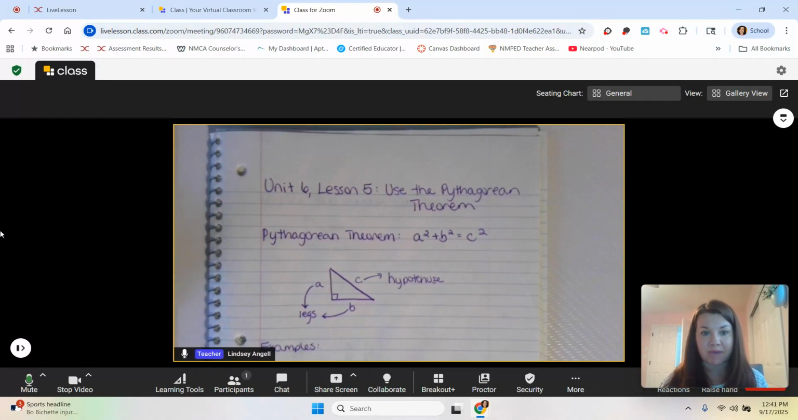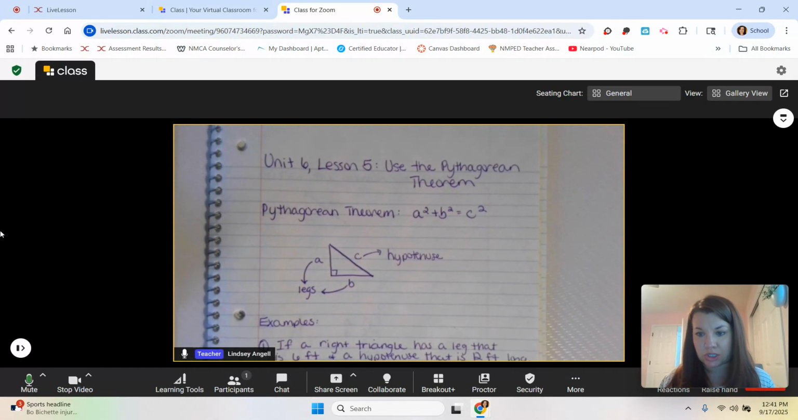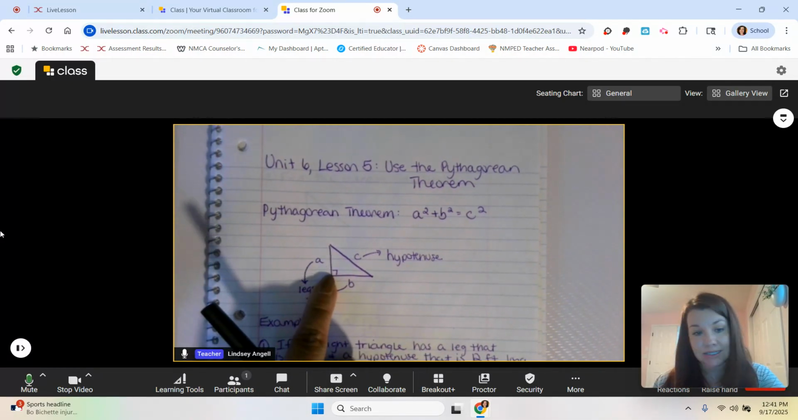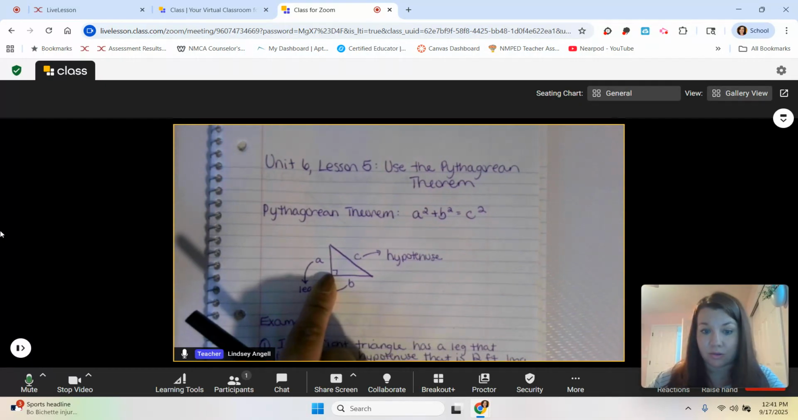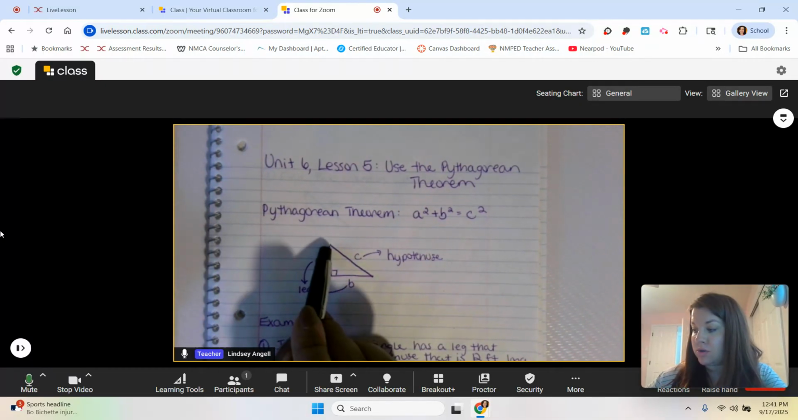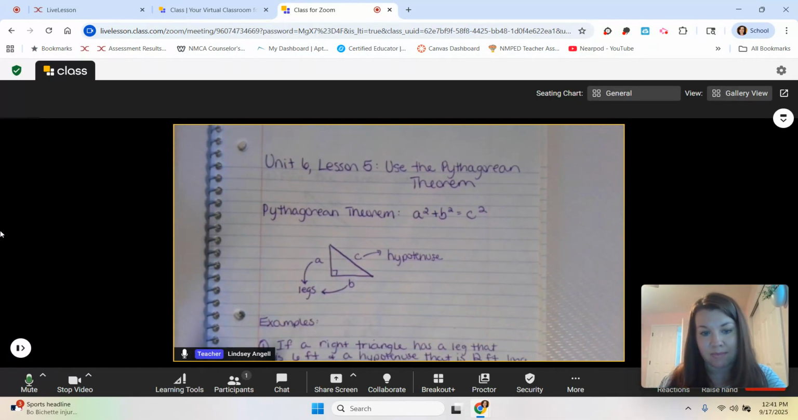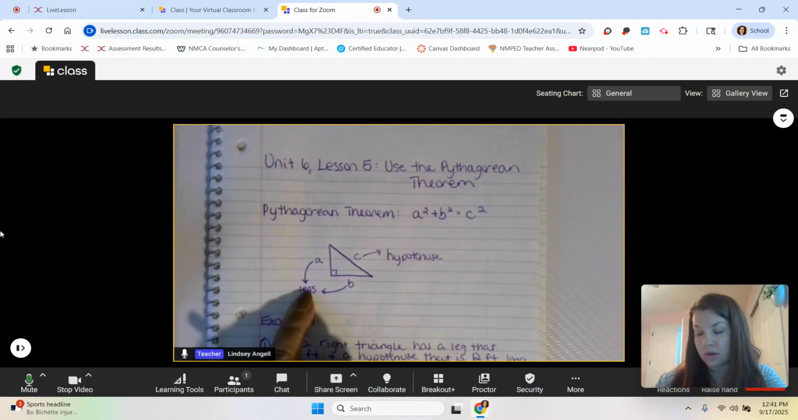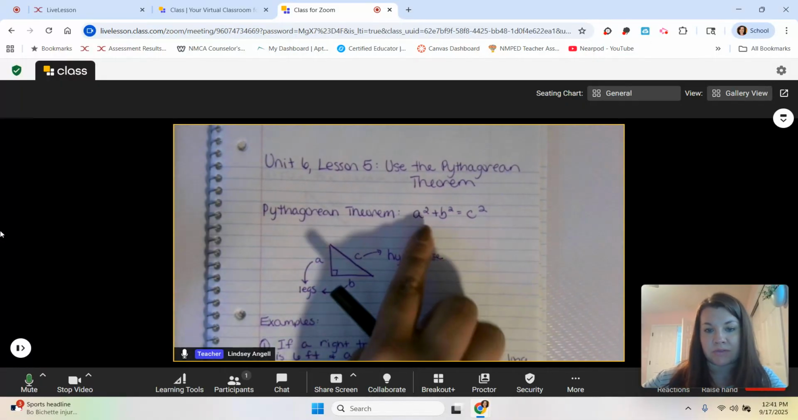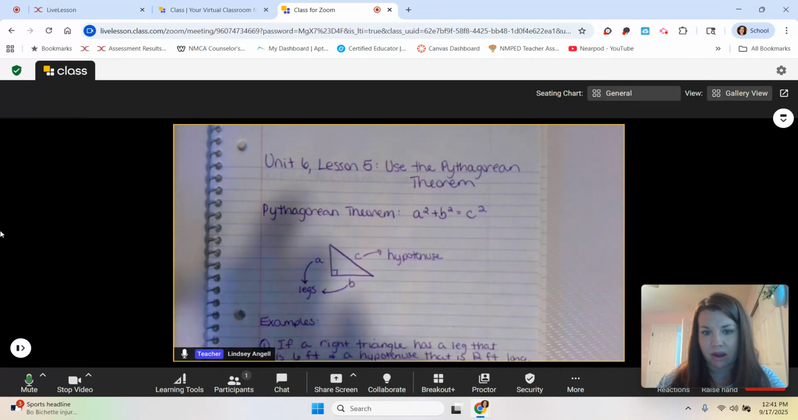Just as a reminder, the Pythagorean Theorem is a squared plus b squared equals c squared. This refers to right triangles. A right triangle has a right angle, that's how you know. The two sides of the triangle that make up the right angle are known as the legs, and within this formula, they are A and B.